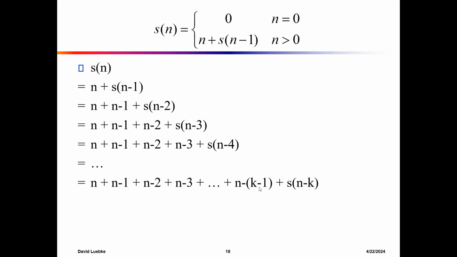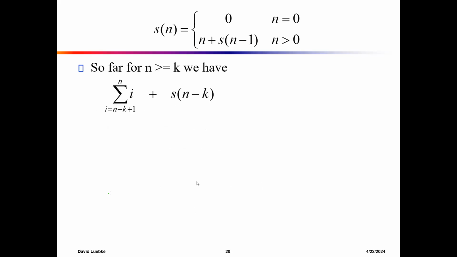So the last term here would be k minus 1, and over here will be n minus k. But if you look at it, they introduced this new symbol, and if you did your maths, you will know this is the sum of all i from i equals n minus k plus 1 to n, plus s of n, k. N minus k, sorry. So that's for n being greater than or equal to k.